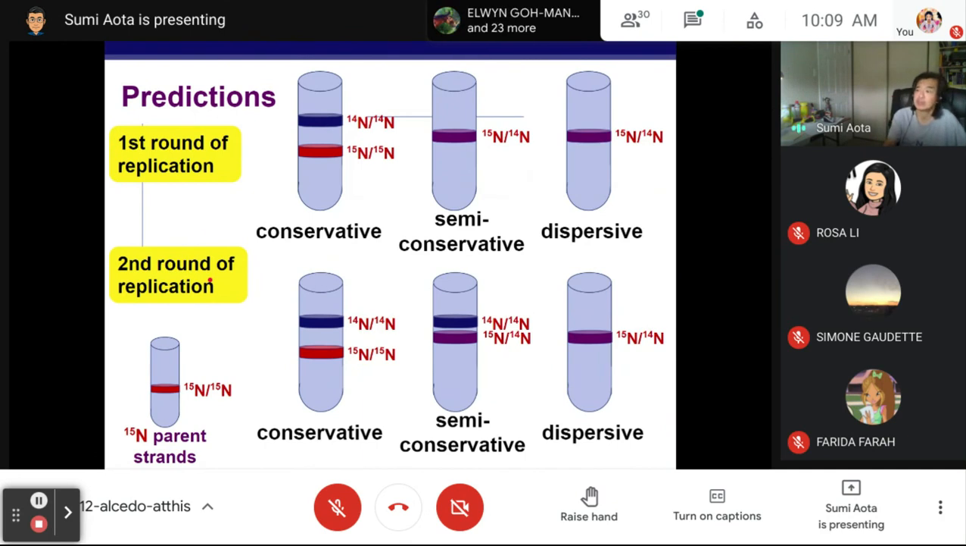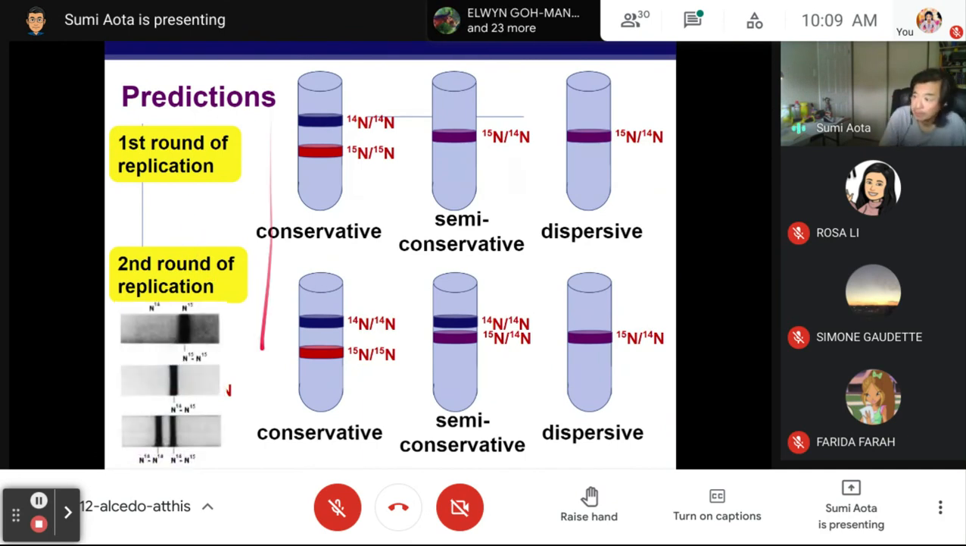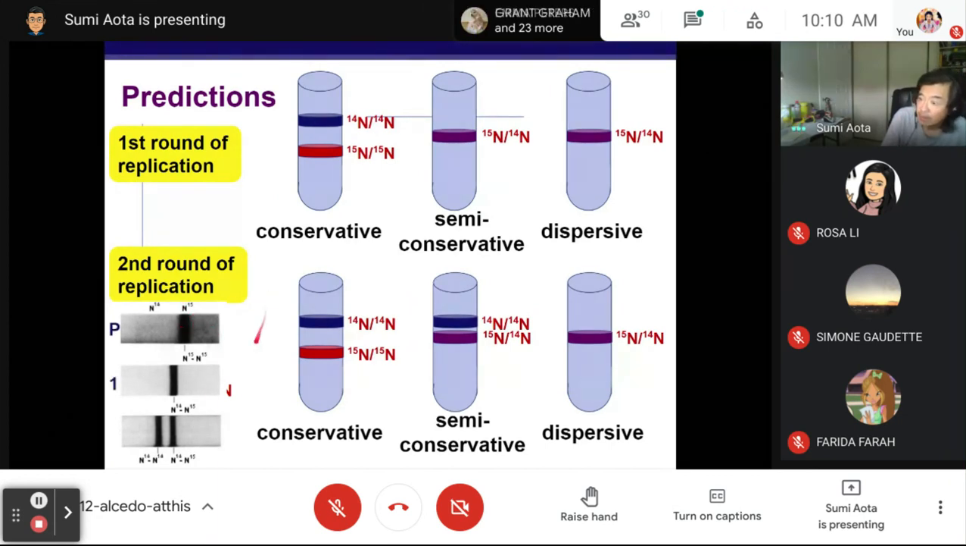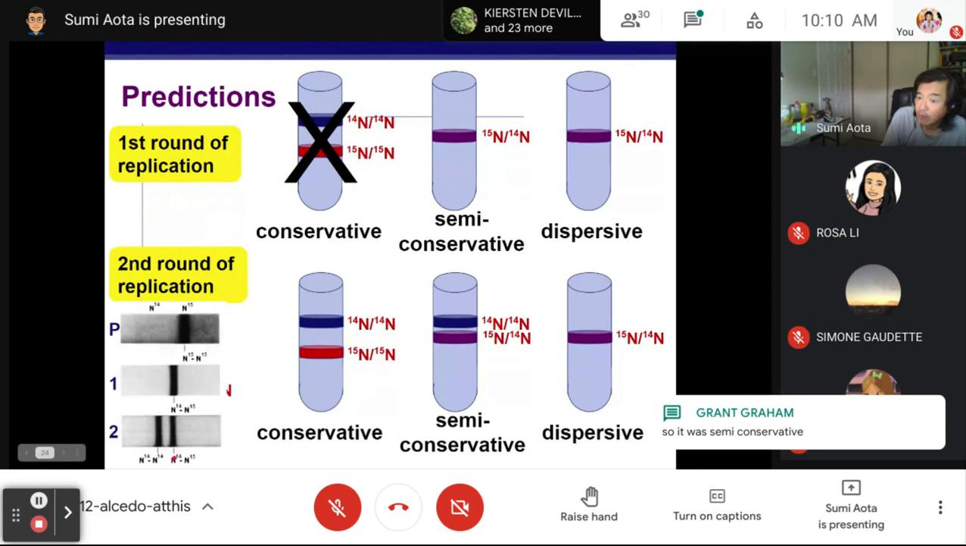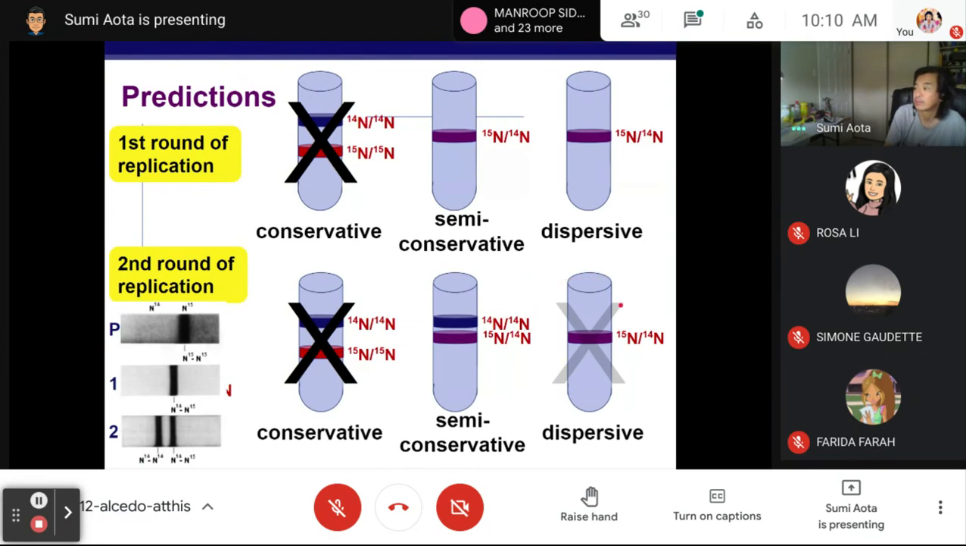If you do the experiment, there's the parent, a really strong N15 line. There's the first generation, a really strong N14-15 line. So that means the conservative is out. Round two, we'll get an N14-15 line and an N14-14 line, which means that one's out and that one's out. That's the only one that's available. So this is considered to be one of the most elegant experiments done in biology. So yes, Grant, it was semi-conservative.